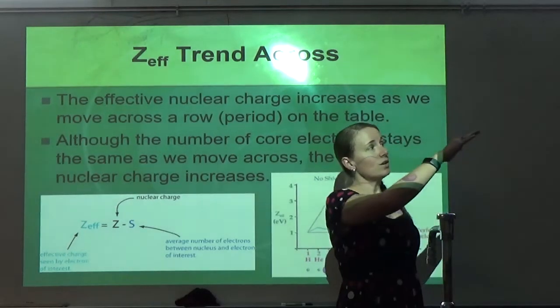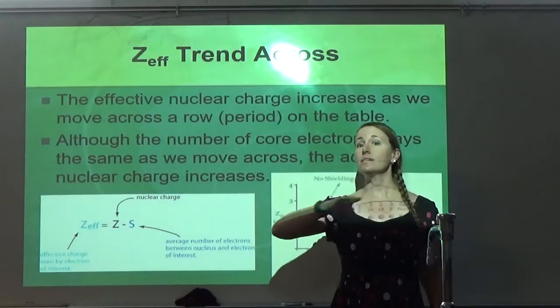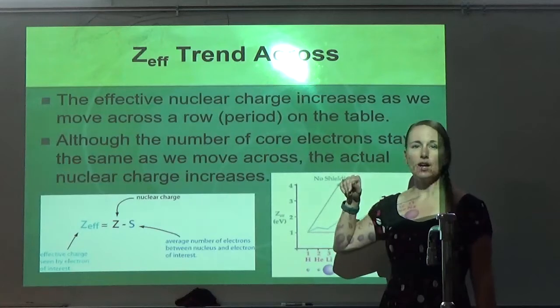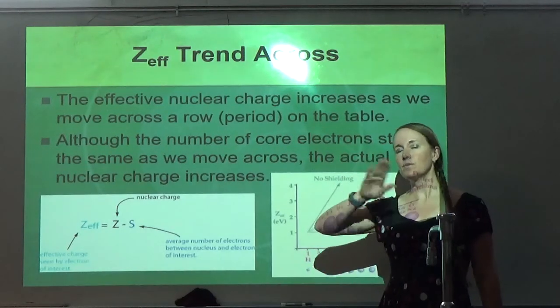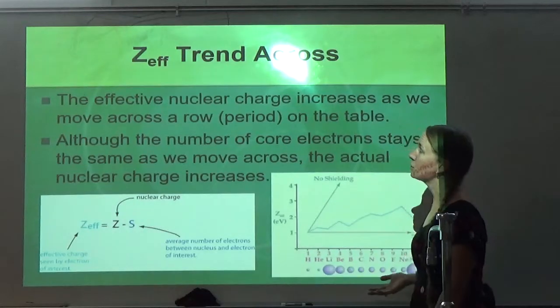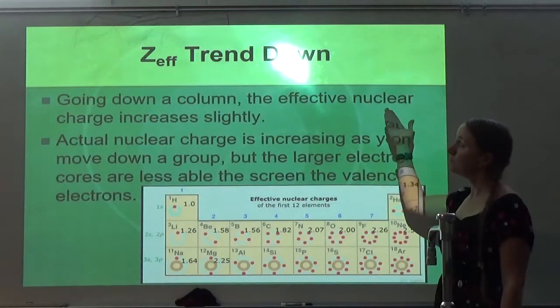So as we move across, electrons are being added to the same energy level. So our shielding effect is not really increasing at all. They have the same number of core electrons, but the nucleus is getting stronger. The actual nuclear charge is increasing. Now what happens when you go down?